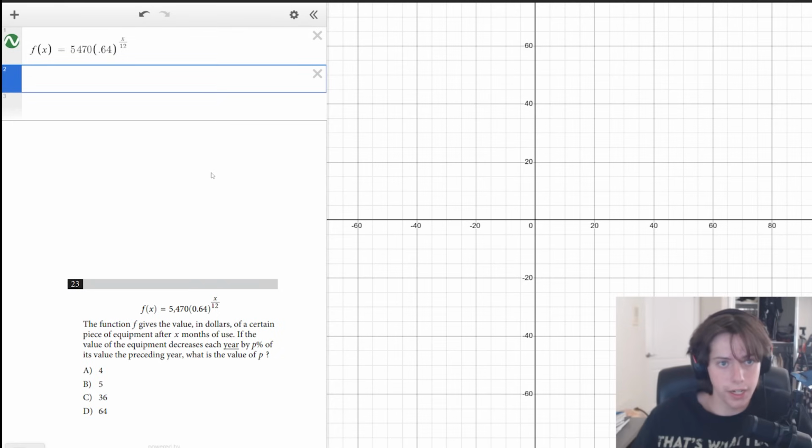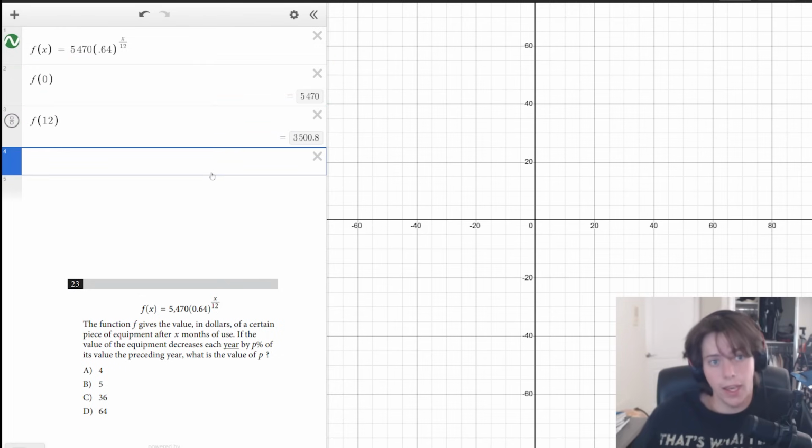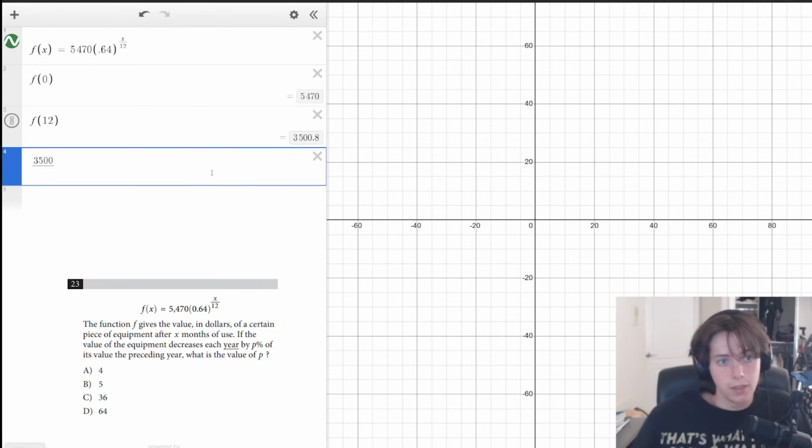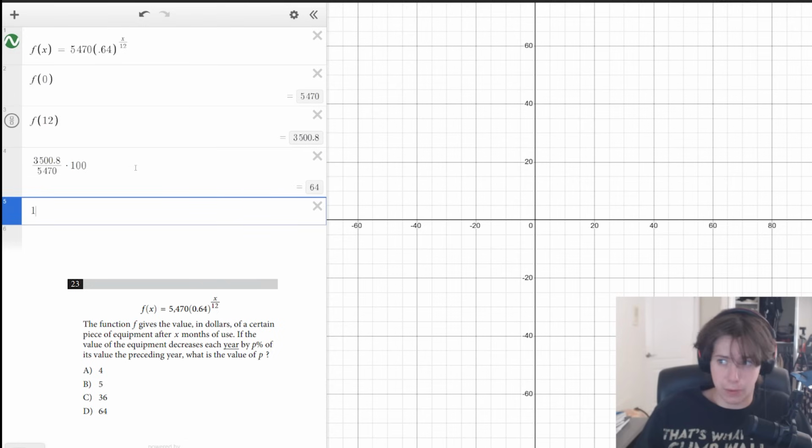So what's important here is to look at f of 0 compared to f of 12, and we can quickly just divide these two values to see what happened to our original value. So we see that 3500.8 over 5470 is 0.64, and times by 100 to get the percent is 64%. So originally it was 100%, now it's 64%. So that means we decreased by 36%.